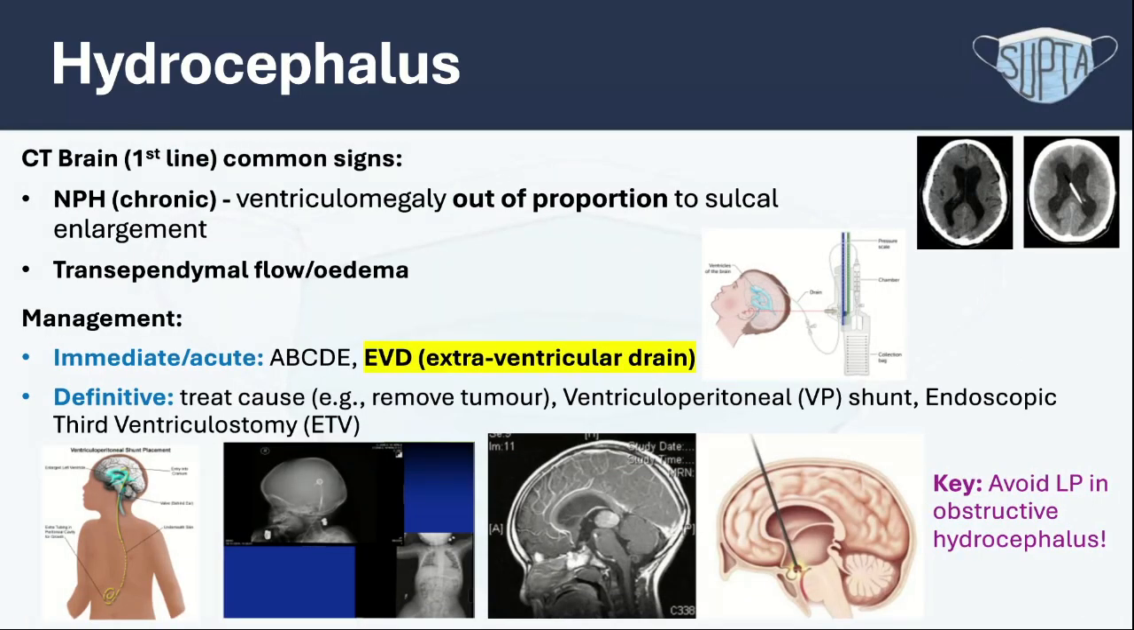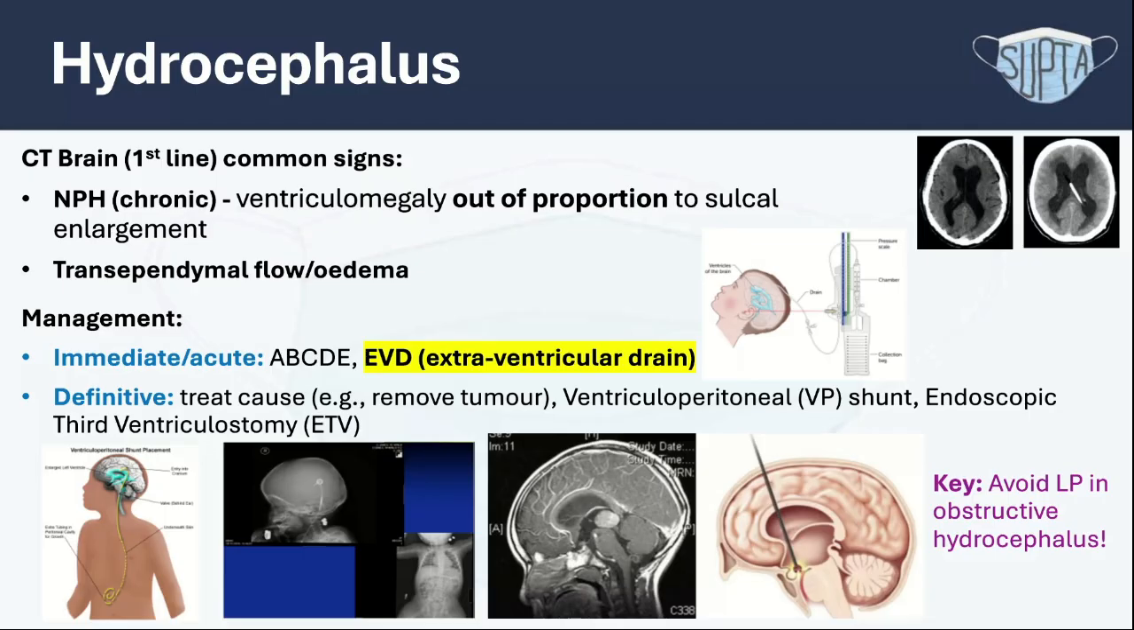So the CT brain, again, common signs. Sometimes you need to think about normal pressure hydrocephalus, which can be a chronic thing. For management, again, you do an A to E assessment, put an EVD in, and the definitive thing would be to remove the cause if it's an obstruction, and have a VP shunt in, or an ETV, an endoscopic third ventriculostomy, where you poke into the third ventricle space and you do that.